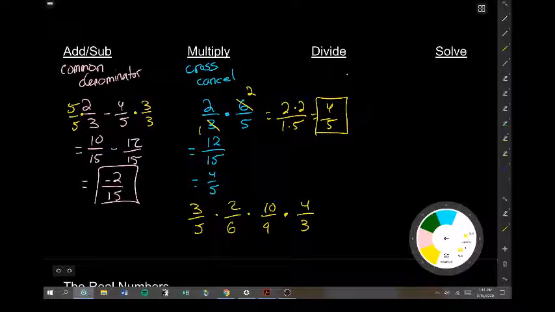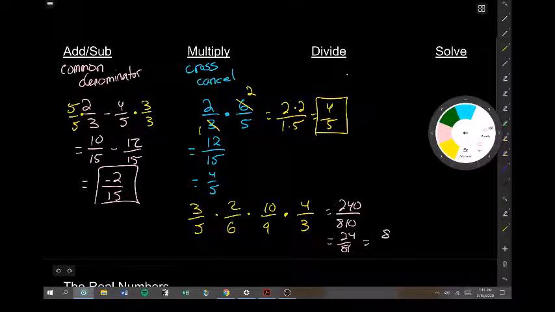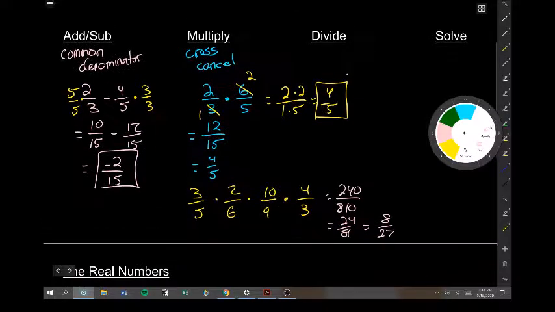I could multiply the top and the bottom of these to see how big it gets. On the top would be 3 times 2 is 6, times 10 is 60, times 4 is 240. I could make this 240 over what I think is 810. I did that in my head, it might be wrong. And then reduce 24/81. Those can both divide by 3, so it's 8/27, and I think I'm done.